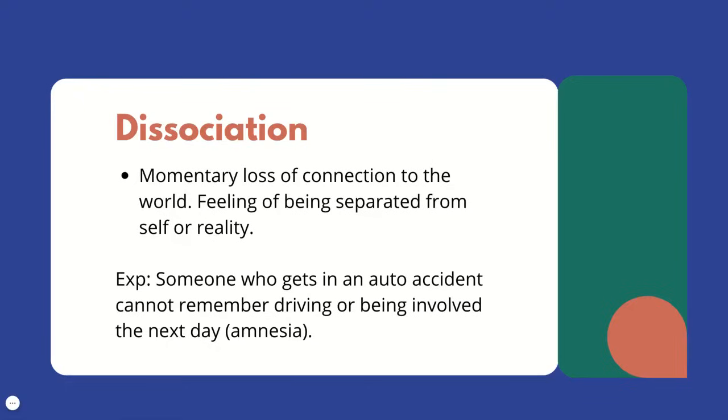I've seen an example where someone commits an act of aggression or violence, and they say, "I was having an out-of-body experience." It's kind of this blind rage. They did not even remember doing it. My example here is someone who gets into an auto accident and cannot remember driving or being involved the next day. It happened, right? But they had this kind of out-of-body experience, probably due to adrenaline, or ways we need to protect ourselves from this traumatic event. Dissociated from self, dissociated from reality.